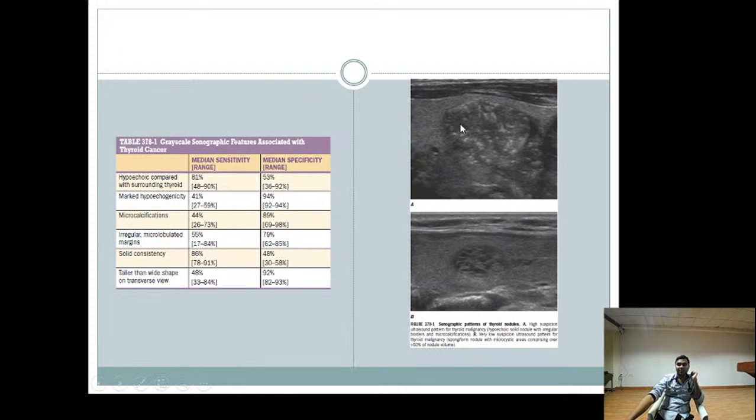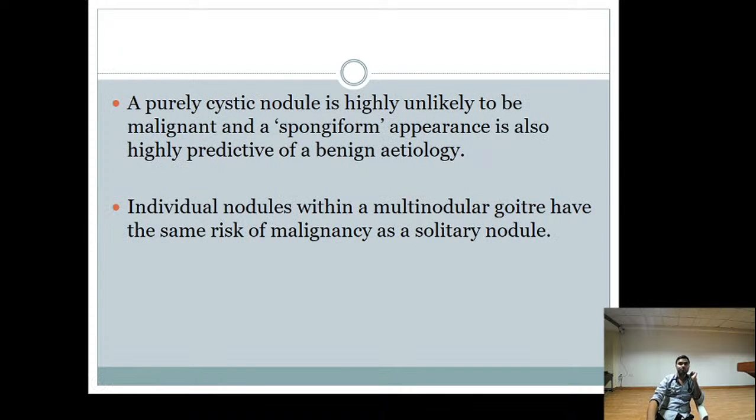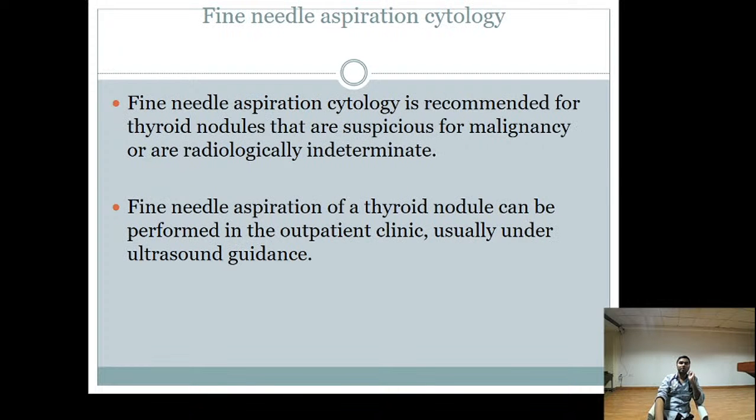In this figure, we can show this. We can see this is irregular margin and there are microcalcifications. This indicates malignancy, and in this figure we can see the cystic elements and it has rounded definite margins. This is a benign lesion. A purely cystic nodule with spongiform appearance is generally benign. Individual nodules within multinodular goiter have same risk of malignancy as solitary nodule.